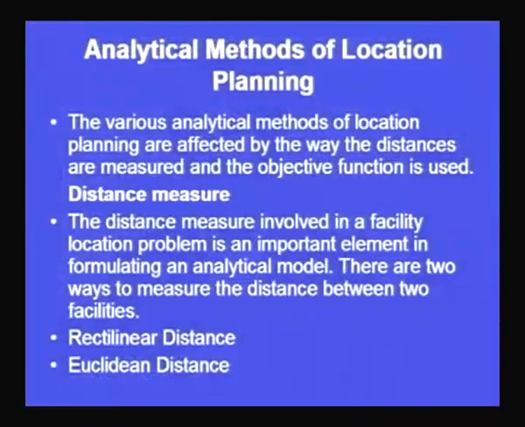Analytical methods of location planning. So, the various analytical methods of location planning are affected by the way the distances are measured and the objective function is used. So, basically we want to minimize the distances between the vendors and the factory, and between the factory and the consumers, or between the factory and the distributors who are finally going to let out the product to the retailers who are finally going to sell it to the customers. So, the distances always have to be minimized.